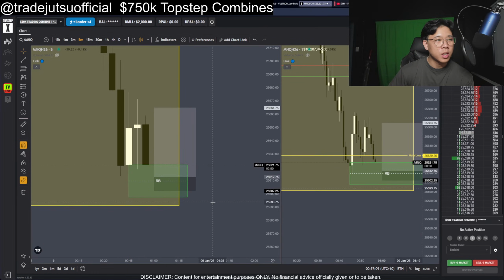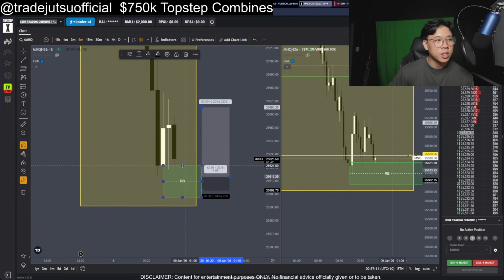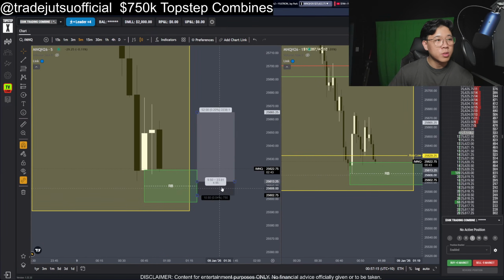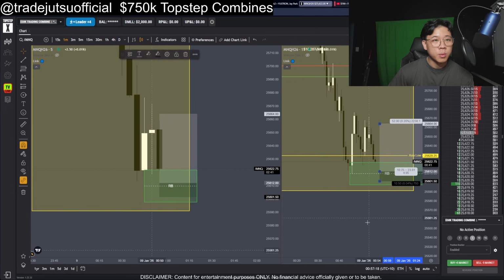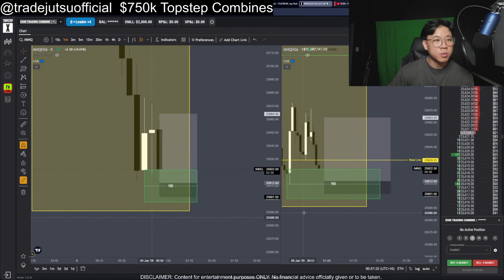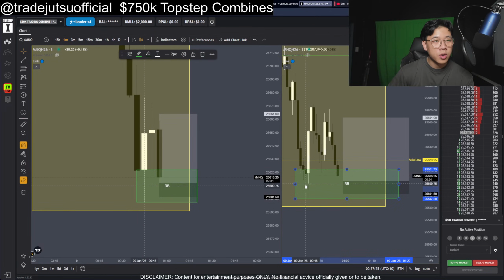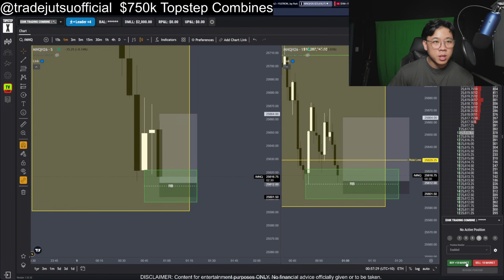I'm looking for an entry now off this 5-minute rejection wick here, as you guys can see. I'm potentially looking for a long, as you can see on the 1 minute. Hopefully price taps into this rejection block, which is also, I guess, engineered liquidity on the 1 minute. So that's a good little tap in there. I might look at getting in a position now.